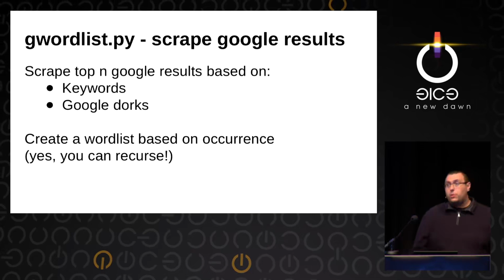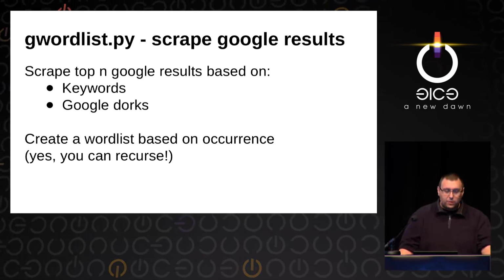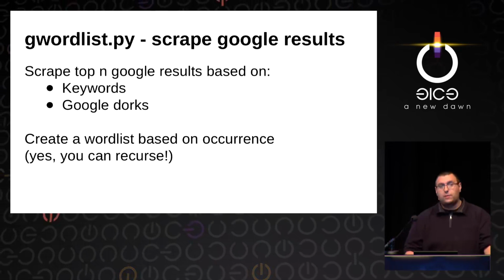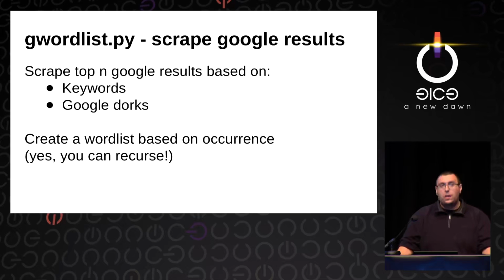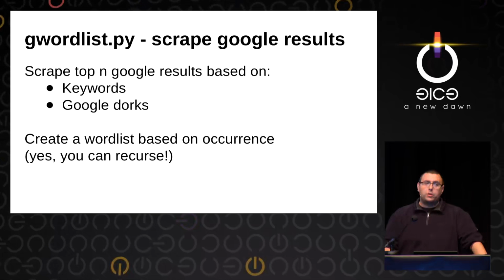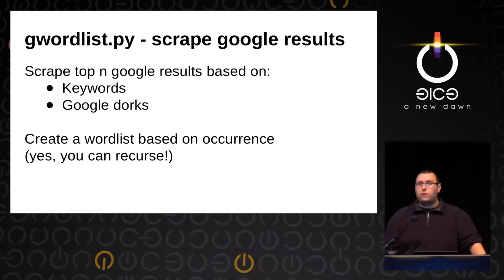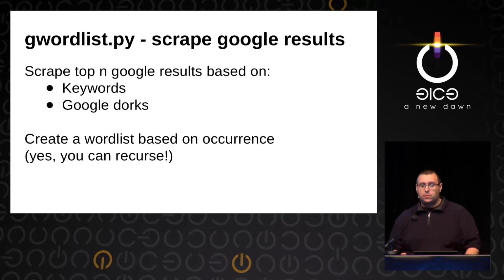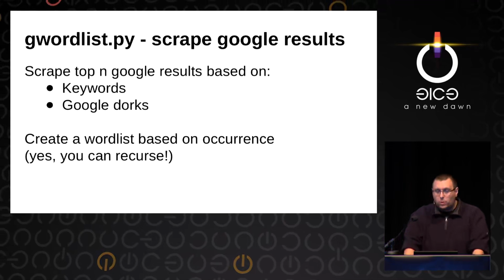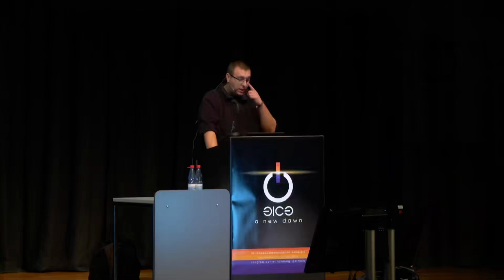To enable you to create password lists from Google searches, I created a small script called gwordlist, which will scrape the top N Google results based on keywords or Google dorks or Google hacks, however you want to call them, which you can enter. This will also create a word list based on occurrence that you can simply pipe into a password cracking tool or anything else that you want. So why do you need this? Because usually if you use that, it will be more effective than if you use a generic word list.